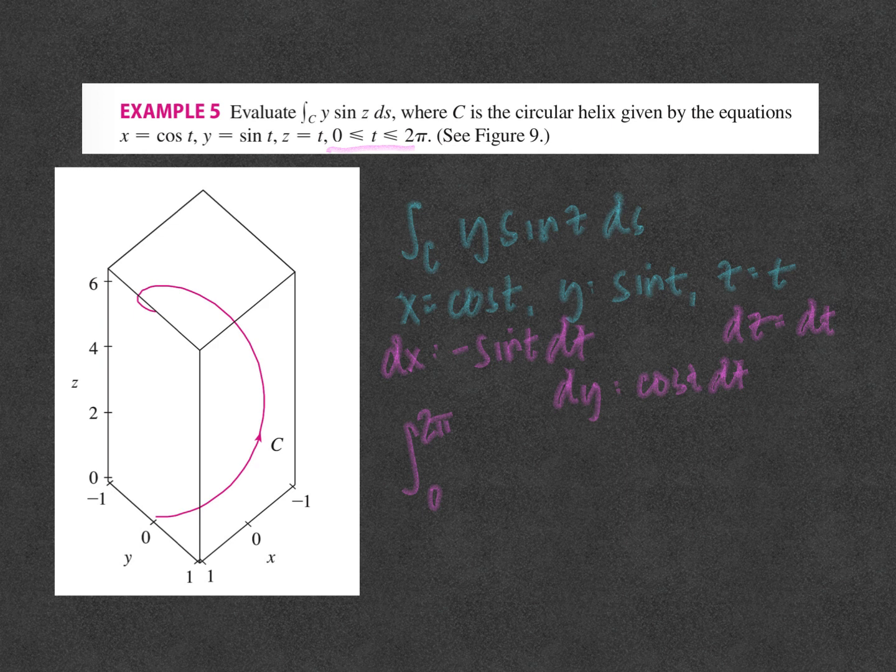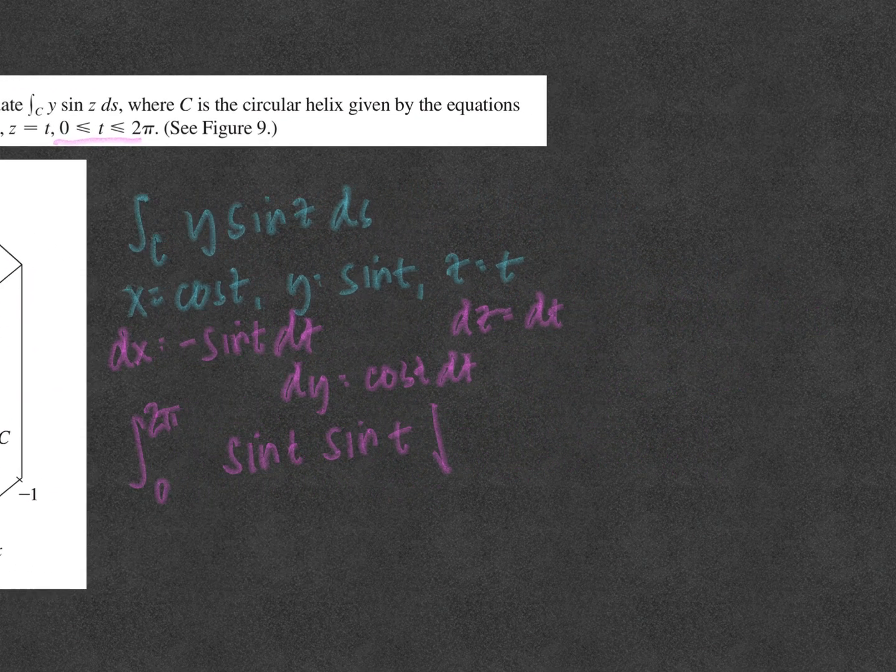And we have y, which is sine of t, times sine of z, which is t, and then ds. ds is the square root. I'm going to need a long square root, so I'm going to kill the picture for a minute. And we're going to say the derivative of x is sine of t, squared. I'm going to go ahead and square it and call it cosine of t squared, plus the derivative of y is cosine, and sine squared, plus the derivative of z is 1 squared, and then we have with respect to t.